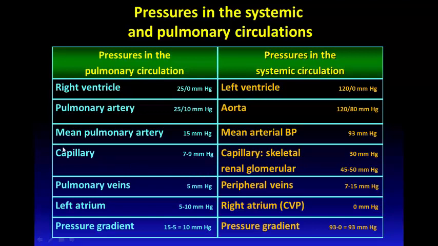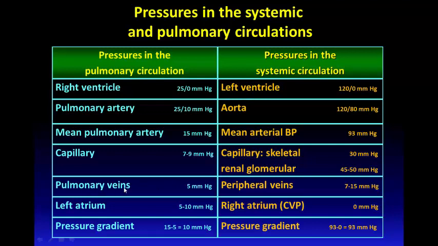The pressure in the pulmonary capillaries is about 7 to 9 millimeters of mercury. This is the hydrostatic pressure in the pulmonary capillaries, and this must have been described to you in the respiratory block. The hydrostatic pressure in the systemic capillaries, in the capillaries which we have in the skeletal muscles, is approximately 30 millimeters of mercury, and in the glomerular capillaries it is about 45 to 50 millimeters of mercury, because filtration is very important in the glomerular capillaries.